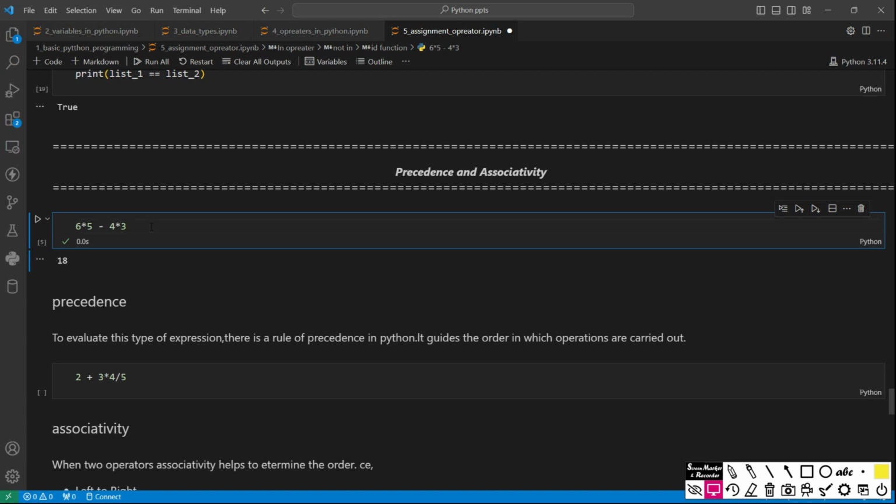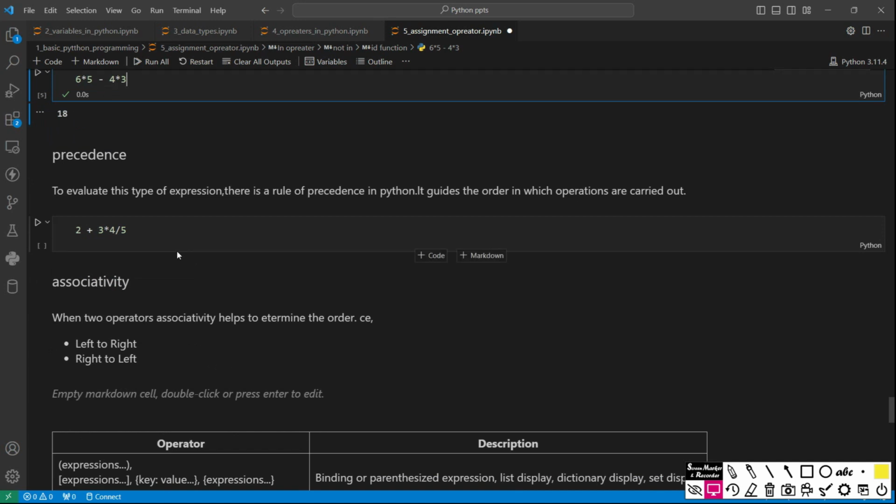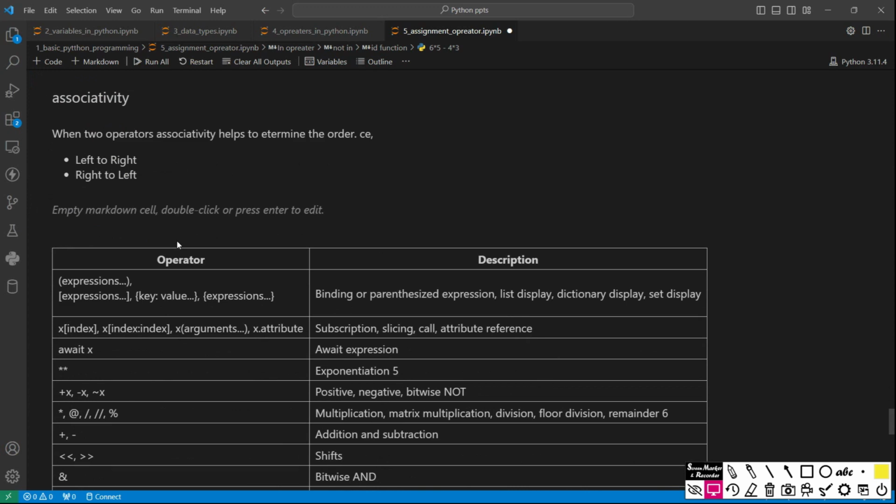Because in these expressions, operations are not performed from left to right. They have specific precedence. Precedence means they have some priority, right? So what exactly is precedence? Here you can see I have copied the definition for precedence from Google. To evaluate these types of expressions, there is a rule of precedence in Python and other programming languages. It guides the order in which operators are evaluated, or the operations are carried out.